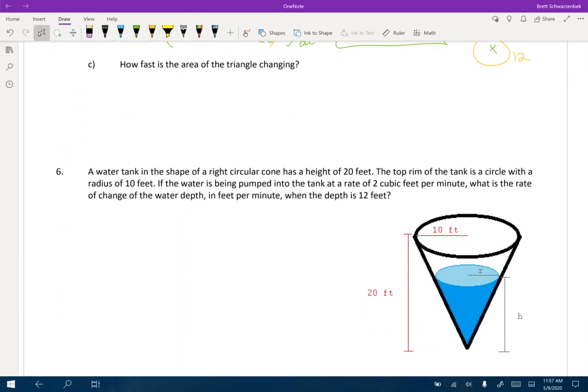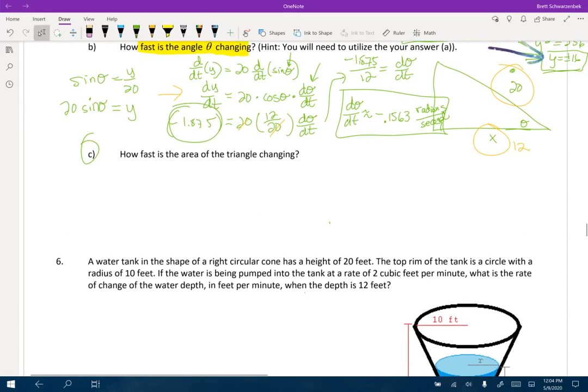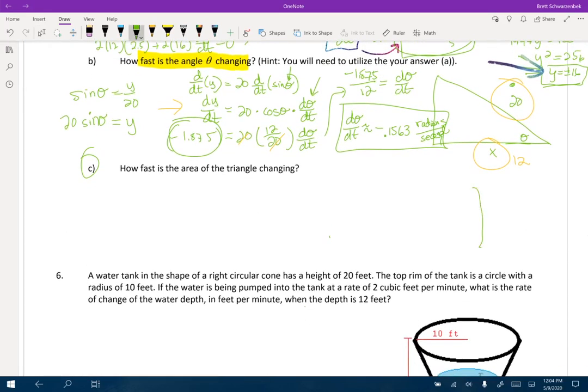Okay, let's conquer the last part of this problem. It says, how fast is the area of the triangle changing? So we're back to this triangle. It's a right triangle with hypotenuse 20. We're trying to figure out the rate at which the area is changing.